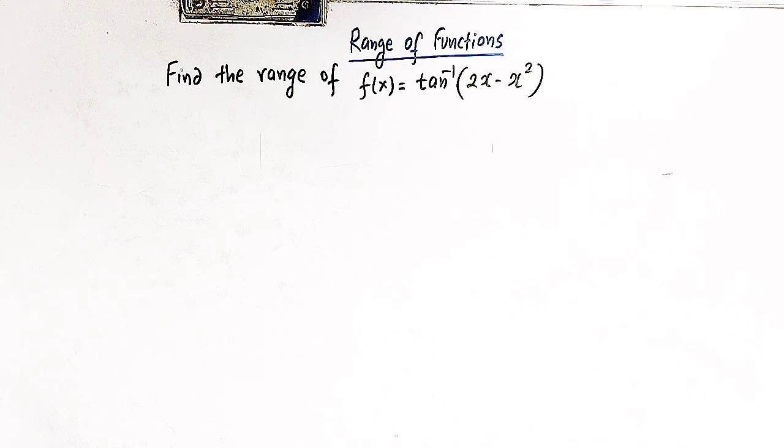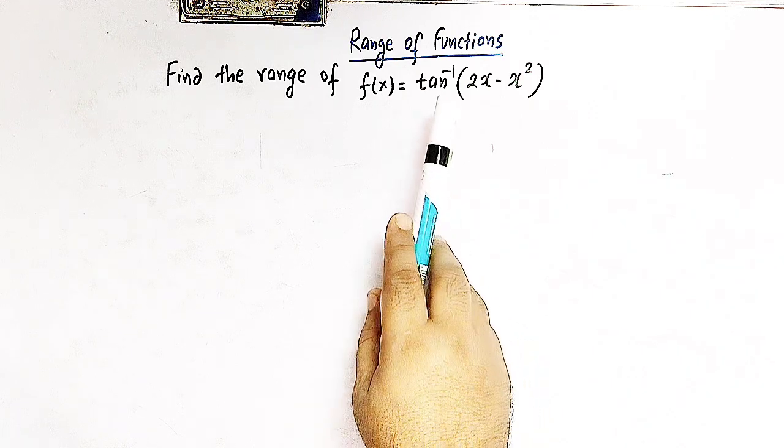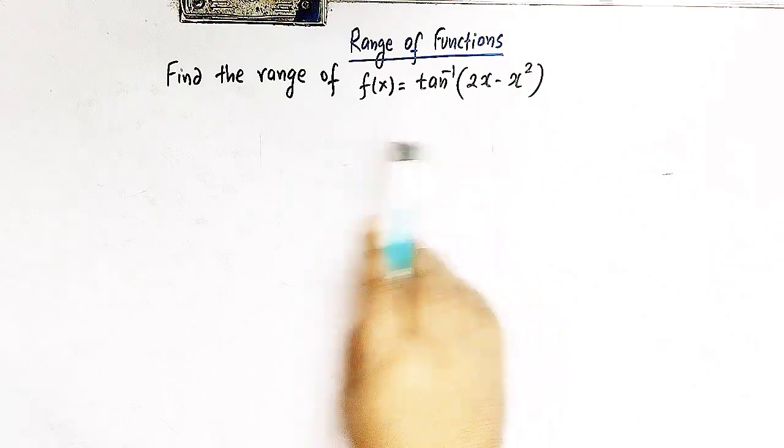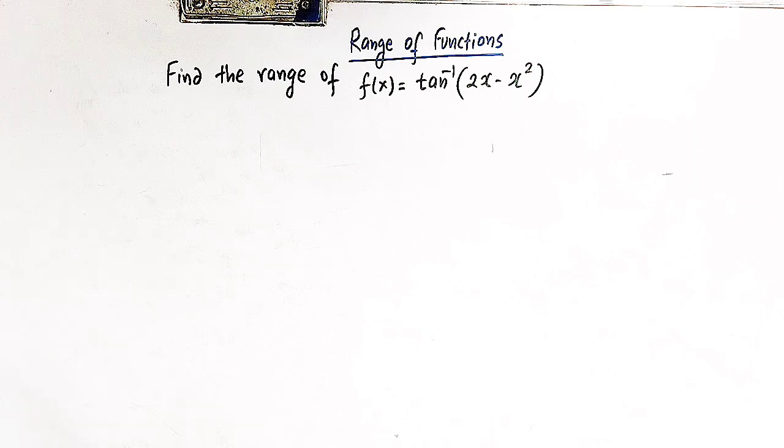Hello viewers, in today's session we are going to discuss a very important and conceptual problem from the range of functions, and in this session we are going to find out the range of this inverse trigonometric function, that is f of x is equal to tan inverse of (2x minus x square), right? So here we'll see how we can find out the range of this function by using some concepts, right? So here let us first see the concepts which are going to be used to find out the range of this function.